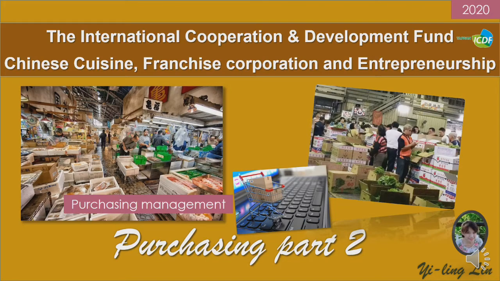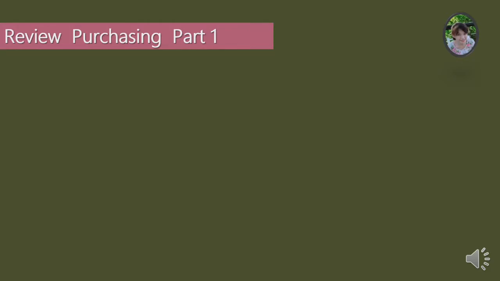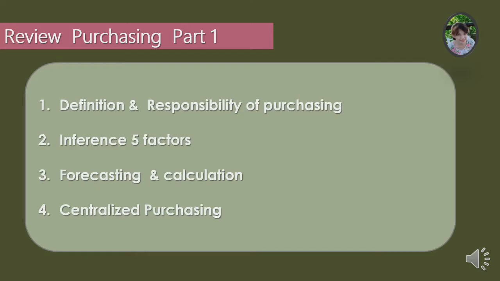Luckily, I believe you already finished purchasing part 1 and we are continuing through purchasing part 2 later on. Of course, let's quickly review part 1 and go into part 2 soon. In part 1, we defined what purchasing is and gave you the responsibility of purchasing. And there are 5 factors to make your purchasing decisions.